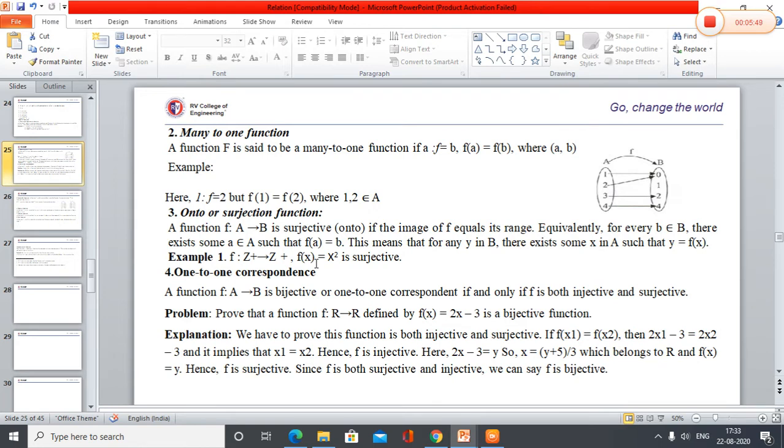Now what is one-to-one correspondence? It is also called a bijective function. So one-to-one correspondence is when it is both injective and surjective. So if I take this example, f(x) is equal to 2x minus 3, is it a bijective function?